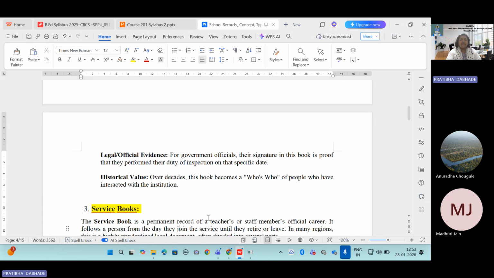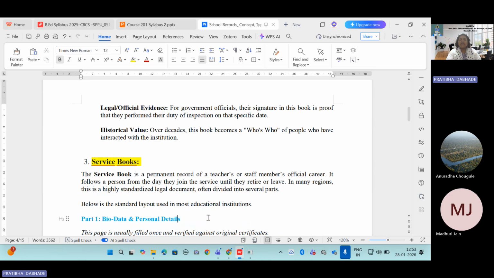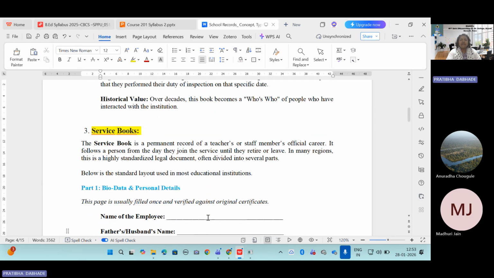Okay. So next is the service book. Can anyone tell me what you mean by service book? What is your understanding about the service book? This is very important, and I really see many education institutions that are not proper in maintaining the service book. And strictly, those who are having government jobs in government education institutions have to maintain the service book very nicely.